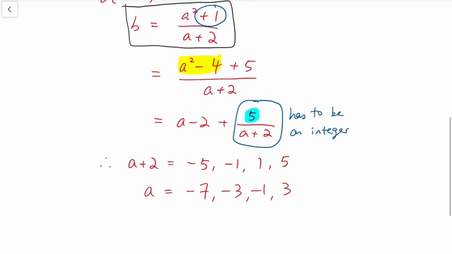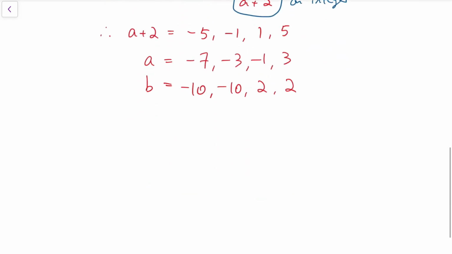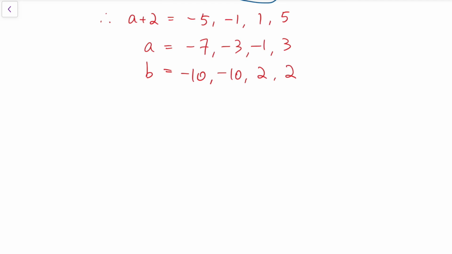So b, when a is minus 7, is actually minus 10. When a equals minus 3, b is also minus 10. When a is minus 1, then b is 2. Finally, for a equals 3, b also equals 2. So now we have a system going back to x and y.